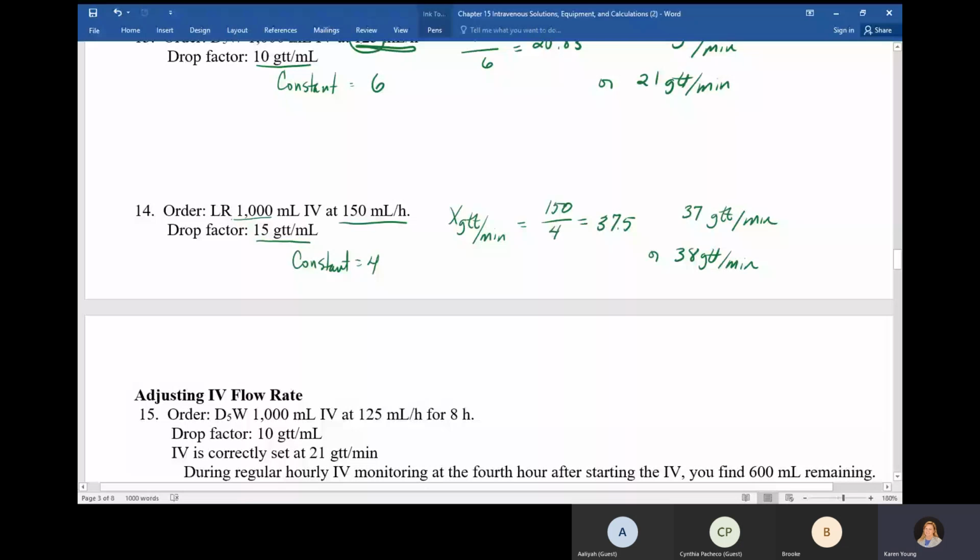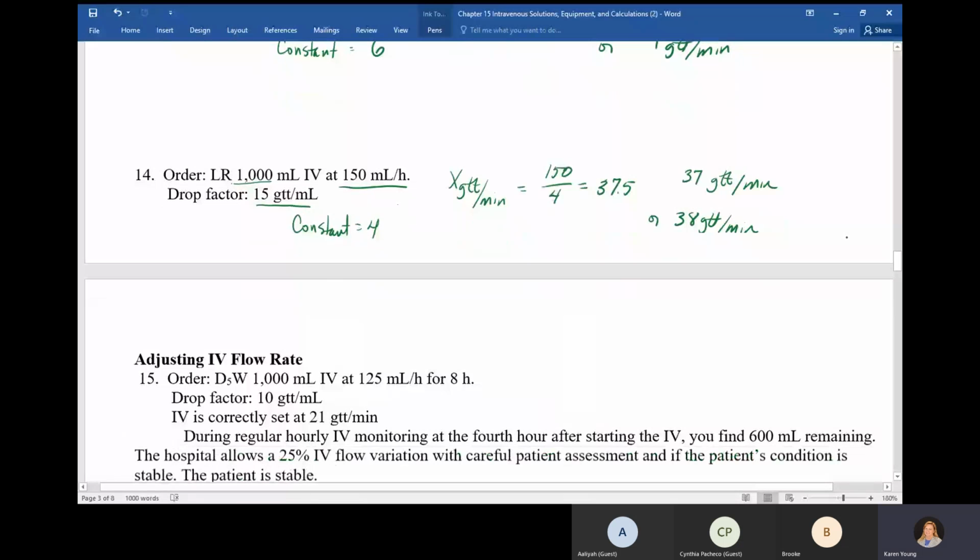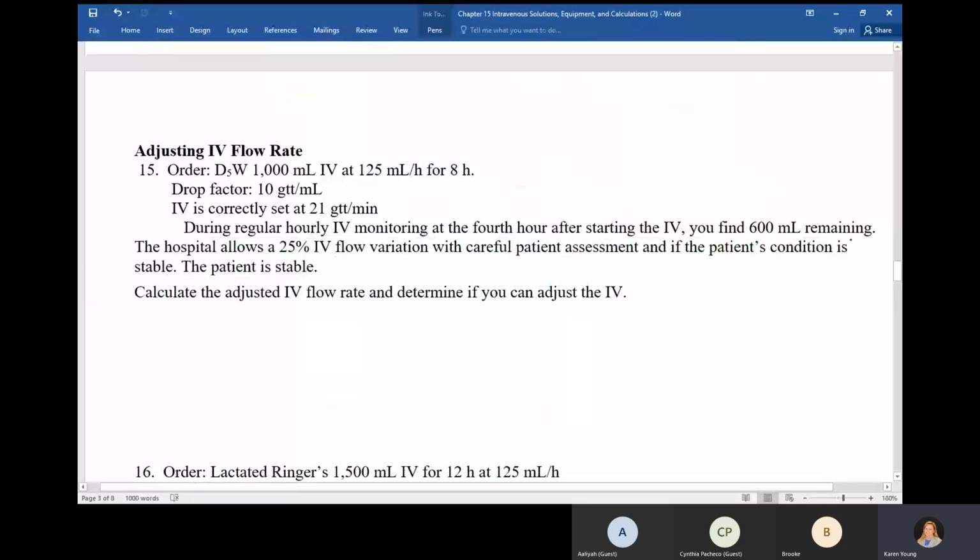Okay. So have I confused y'all too much? All right, because Thursday I will confuse y'all. So Thursday we'll start with adjusting the IV flow rates. Okay. Any questions from anybody? Here, there, yonder? Girls, y'all okay online? Okay. Yes, ma'am. All right, good.